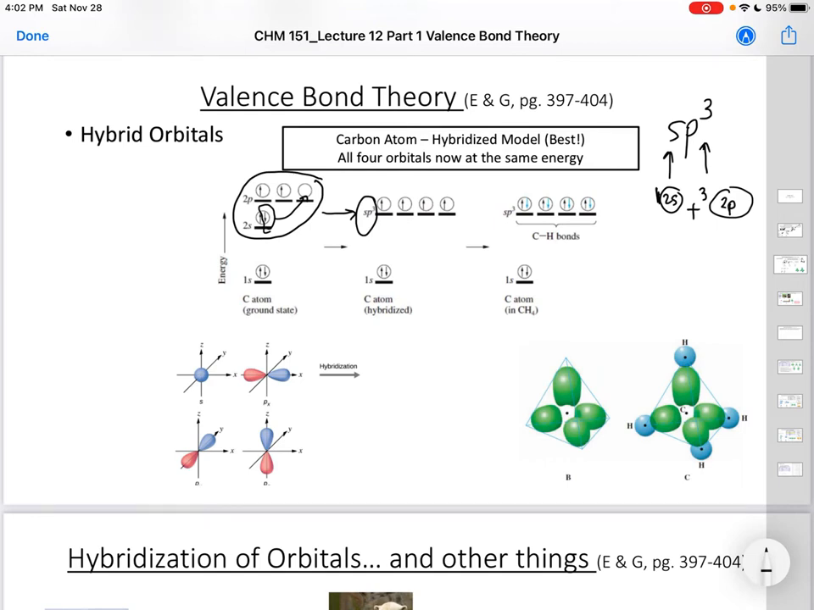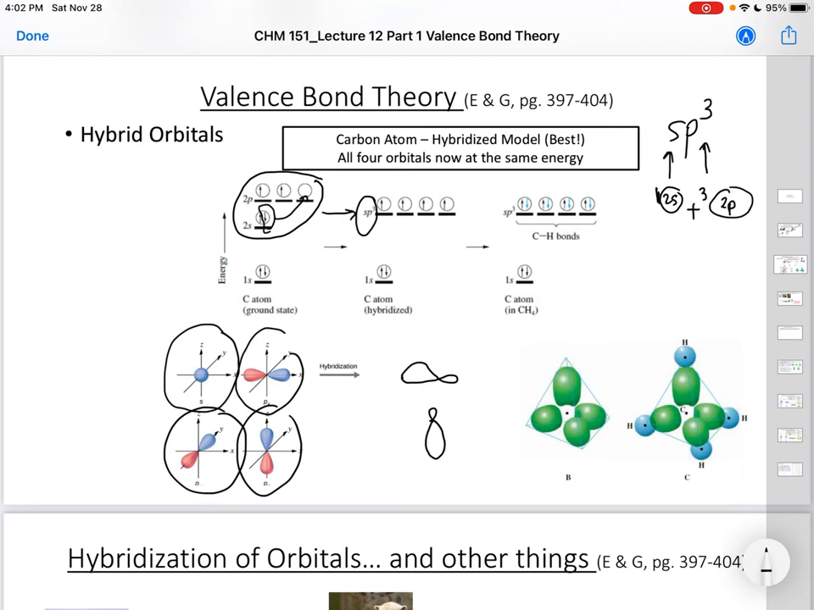Now let's talk about what it looks like when you mix these orbitals together. You have an s orbital that looks like this, and then a bunch of orbitals that look like this. This is the px, py, and pz. You're going to get out 4 new orbitals, and they're going to be in 4 different directions, right? One will look like this, one will look like this. This should be more round. One that looks like this, and another one that comes kind of out like this.